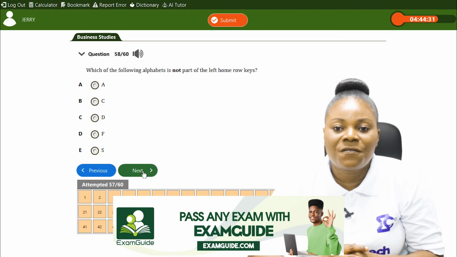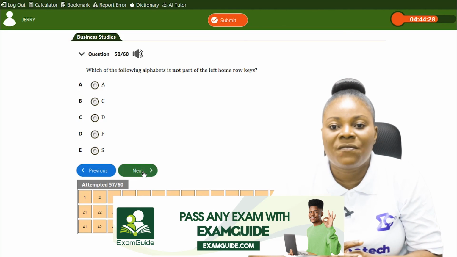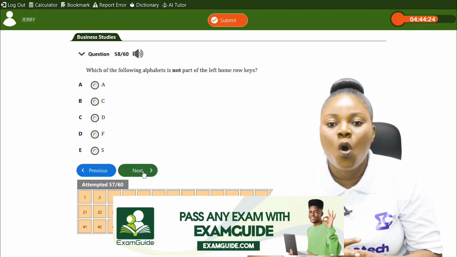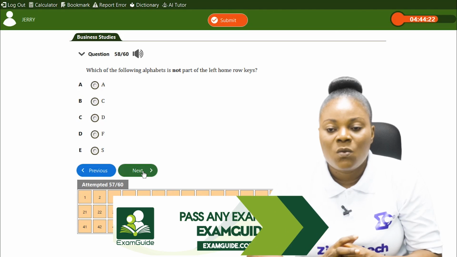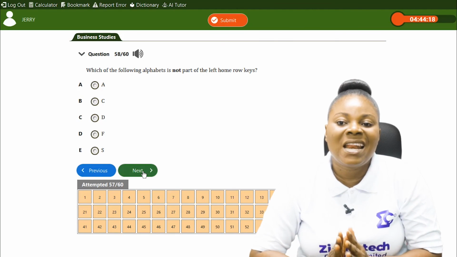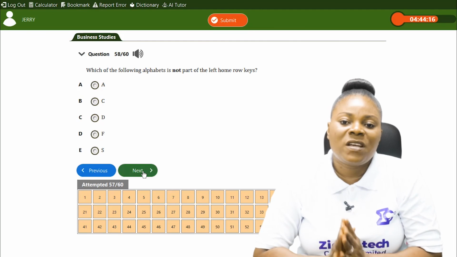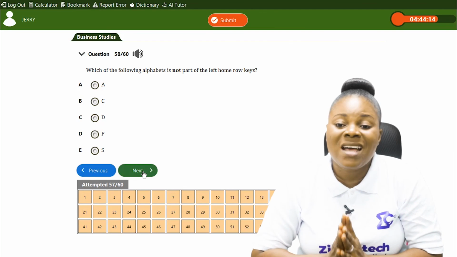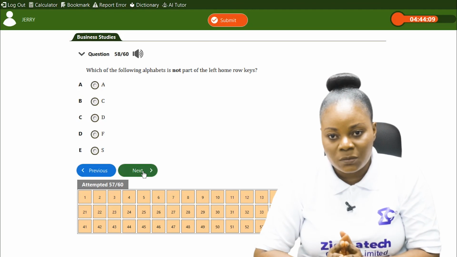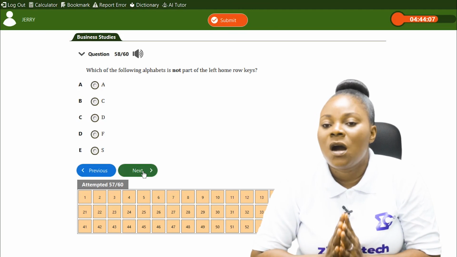Next question, question 58. It says, which of the following alphabets is not part of the left home row keys? We have talked about the home keys. So the first question you ask yourself is, what are the left home row keys, before you know the one that is not part of it?